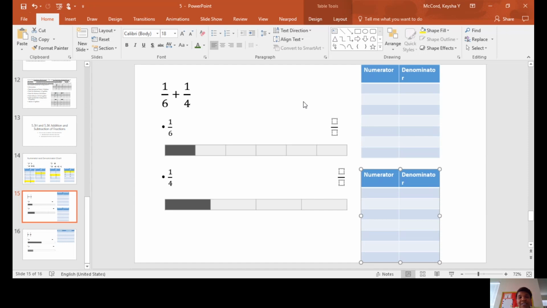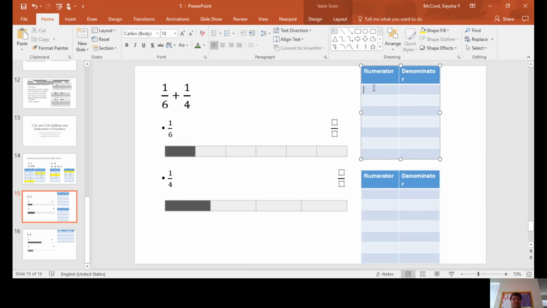So I'm going to make one for 1/6. My numerator here is going to be 1. My denominator is going to be 6. Again, I'm going to skip count by 1 for my numerators, and then I'm going to skip count by 6. So I'm going to go 1, 2, 3, 4, and I'll stop at 5.